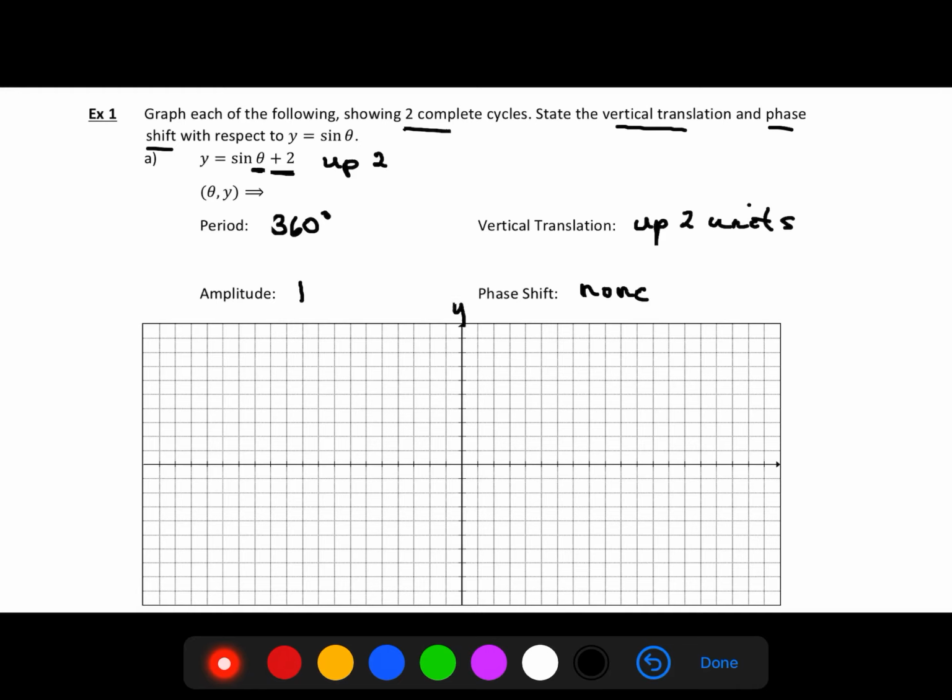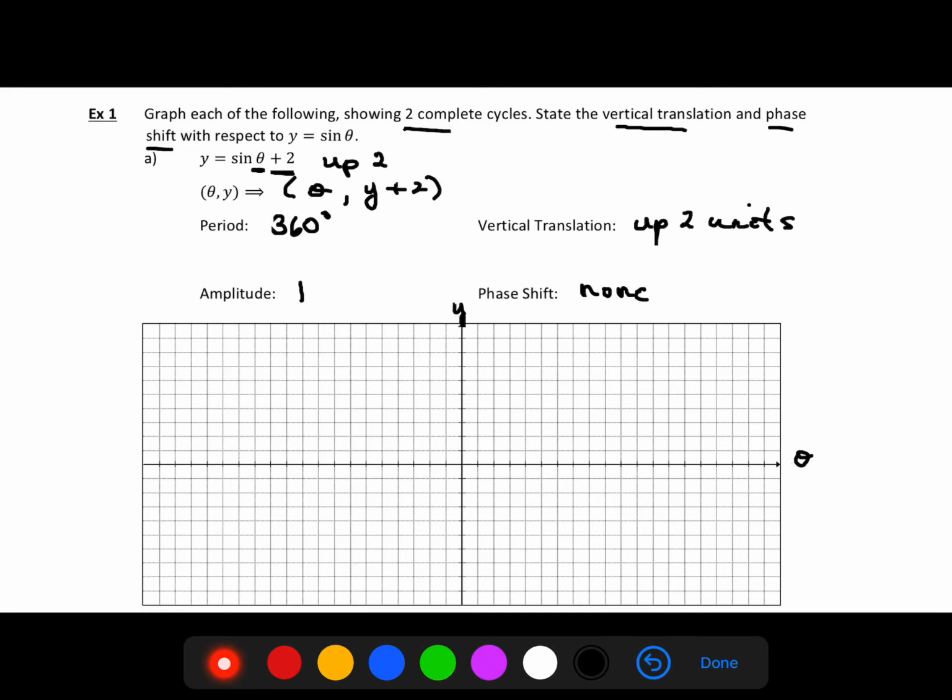So we have to focus on how we need to label our grid. In this case, our horizontal axis is theta. So we just look at our function to see that we're graphing theta. So our points, theta values or our angles, are not changing. Our y values, though, we're adding 2 to.